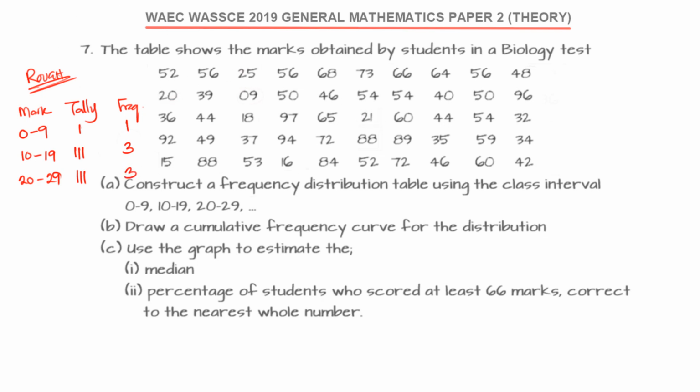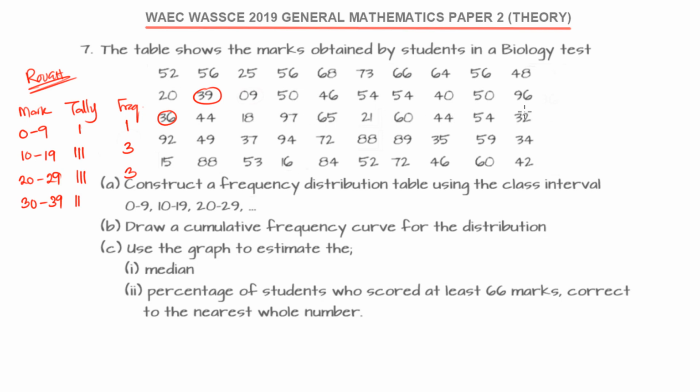And the same thing we do for 30 to 39. You can see the way we actually go about doing this. In the first row, there is no 30. In the second row, we have 39. A tally, that's first one. The third row, we have 36. That makes it 2.